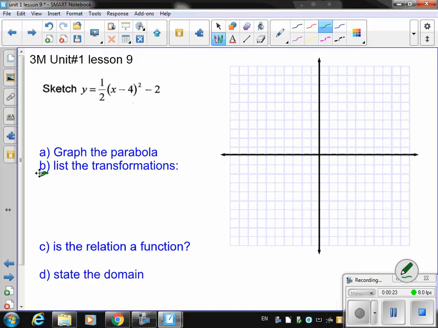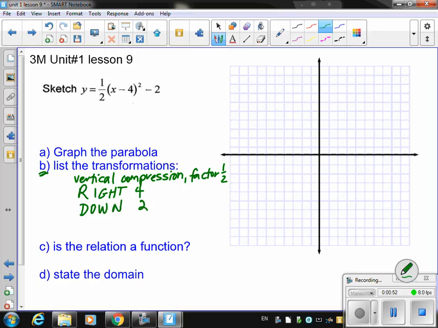So for the parabola y equals a half (x minus 4) squared minus 2, I see three things going on. First of all, I see that it is vertically compressed. It's wider, factor 1/2. I also see that it has been moved to the right 4 and down 2.